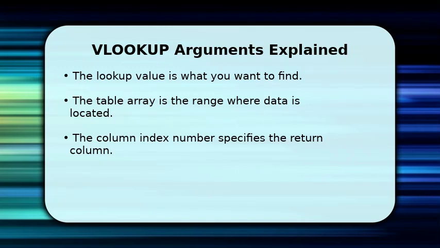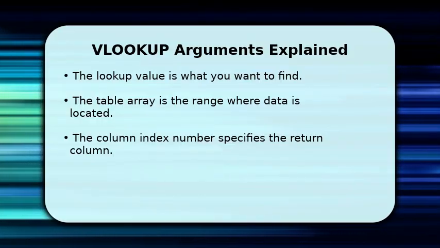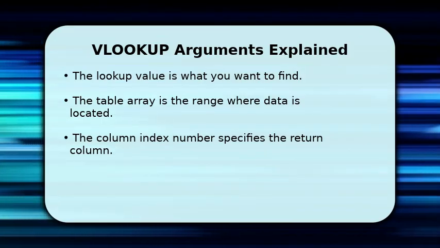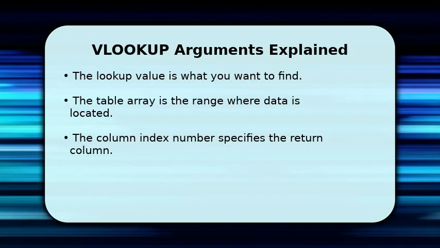Let's break down the four arguments. First, the lookup value is the item you're searching for. Second, the table array is the entire data range where VLOOKUP will search. Third, the column index number tells Excel which column, counting from the left of your table array, contains the data you want to retrieve. Finally, range lookup specifies whether you need an exact match or an approximate one.